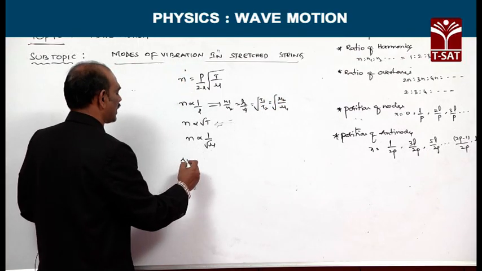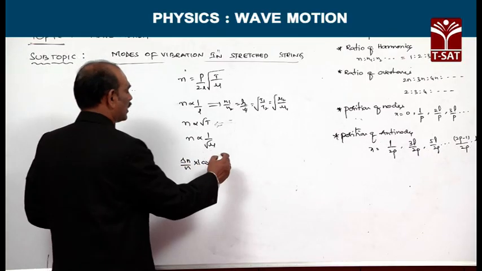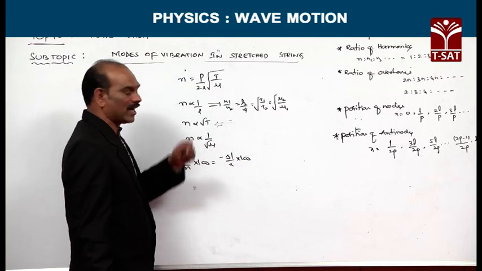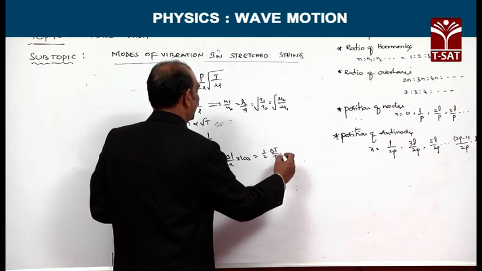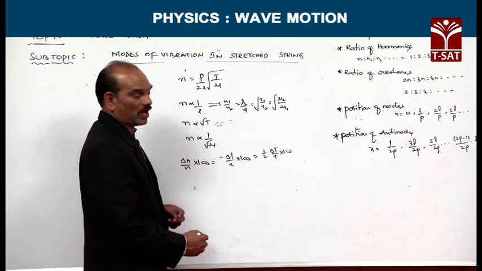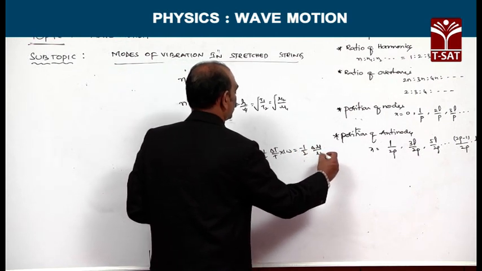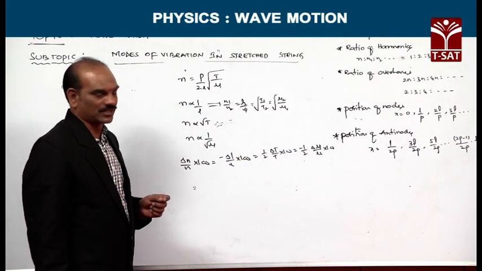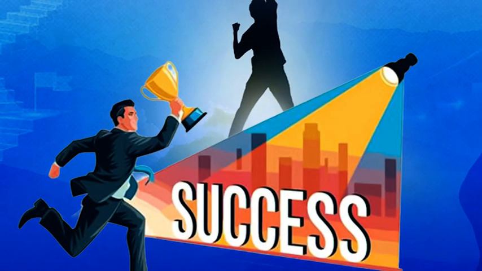See here, delta n by n into 100, the percentage change in frequency, is equivalent to minus delta L by L into 100 only when T and mu are constant; is equivalent to 1 by 2 times delta T by T into 100 when L and mu are constant; which is equal to minus 1 by 2 times delta mu by mu into 100 when the tension T and length L are constant. These formulae are applicable only for less than 5% change.